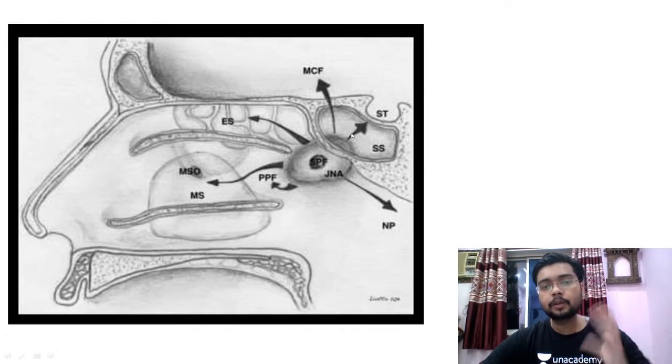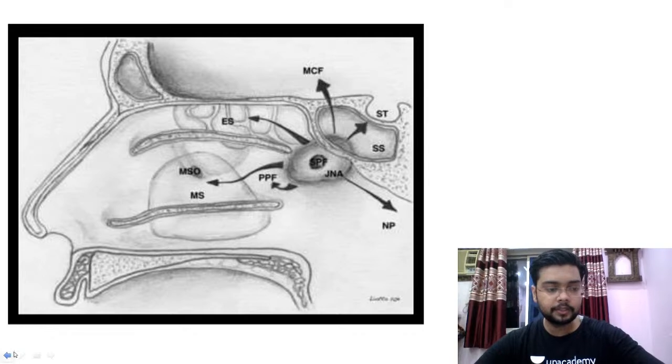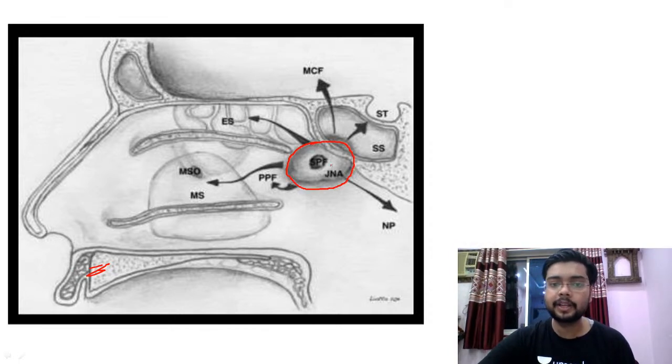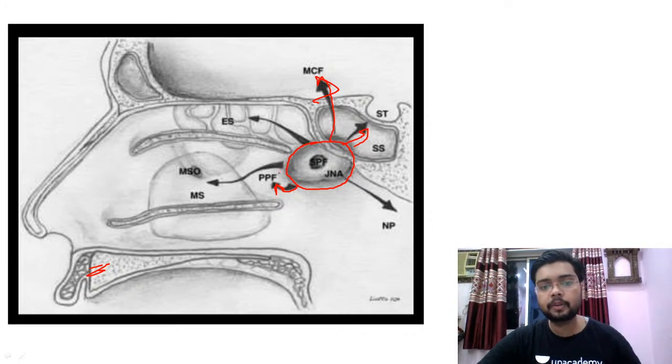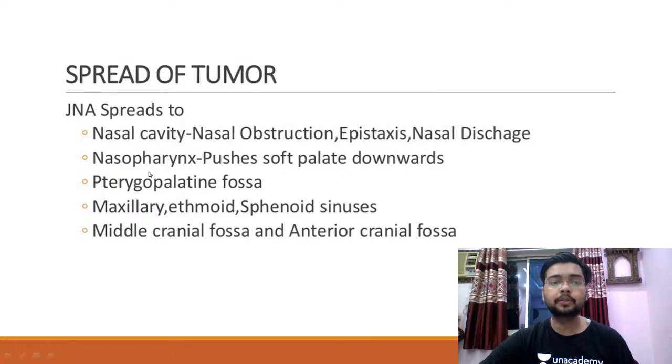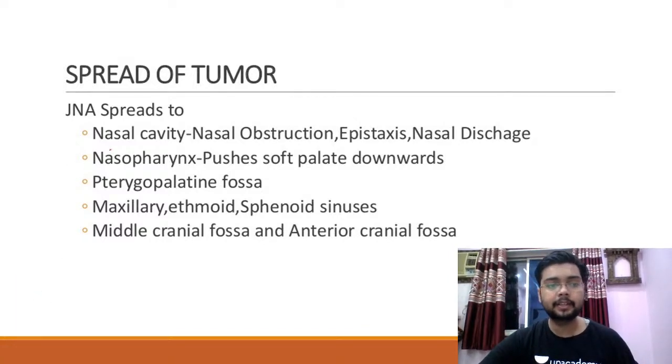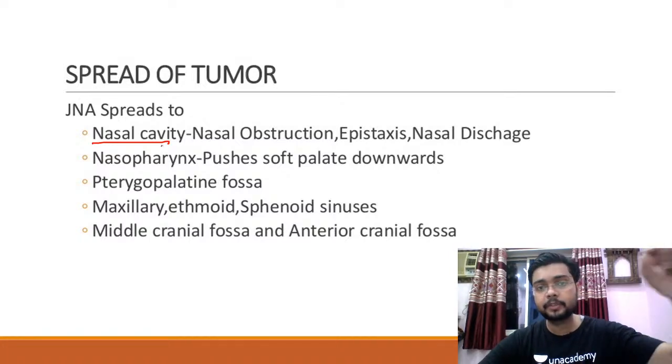Another important thing is how this tumor spreads. This tumor can spread to different areas through different foramens. If you see, from the sphenopalatine foramen your JNA, your angiofibroma, is arising, and it can spread to different parts: to the middle cranial fossa, to the sphenoid sinus, to the pterygopalatine fossa, to the infratemporal fossa. So a lot more spaces, to the nasopharynx it can go, and the route is the nasal cavity. It can go to the nasal cavity from the sphenopalatine foramen.